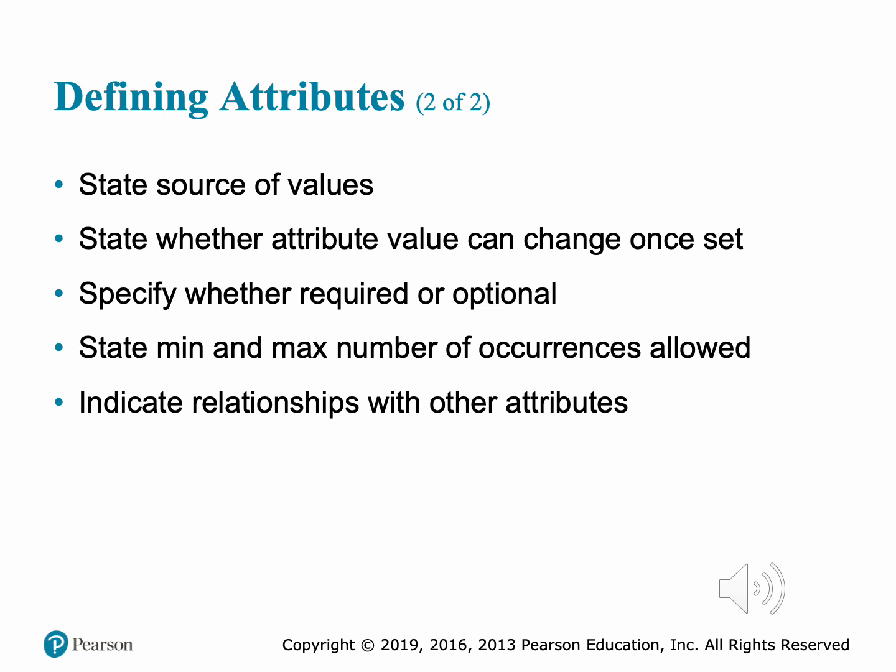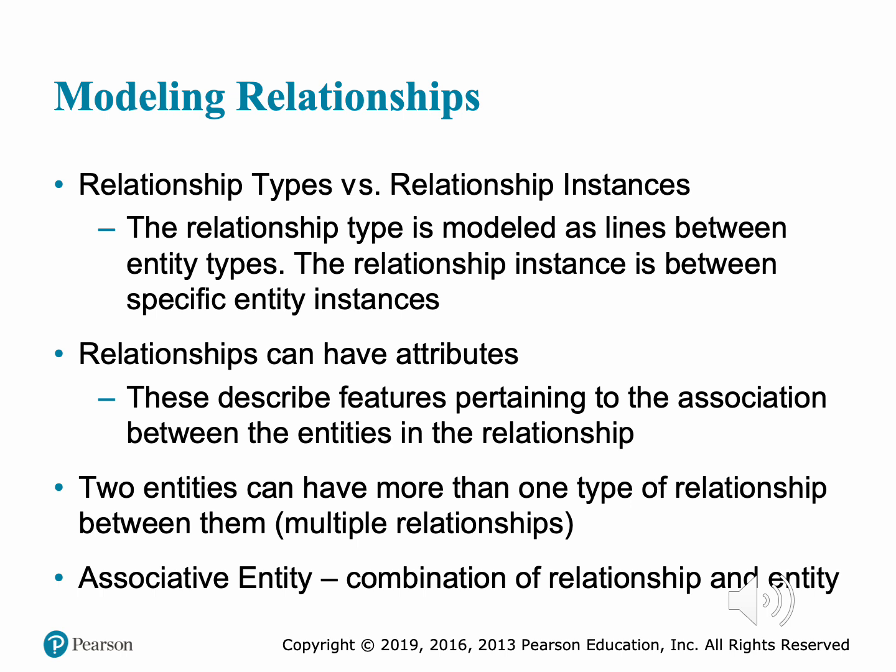So if we continue learning defining attributes: state the source of values, state whether the attribute value can change once set, specify whether required or optional, state the minimum and maximum number of occurrences allowed, and indicate relationships with other attributes like required or optional. A person has a cell phone and might also have a house landline, whereas required would be one phone number and optional would be the second phone number. So let's continue.